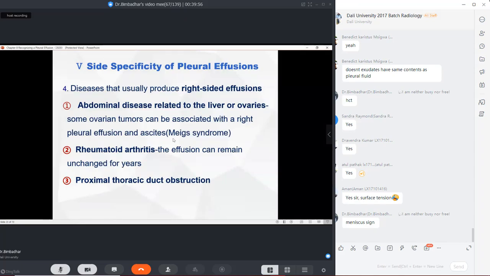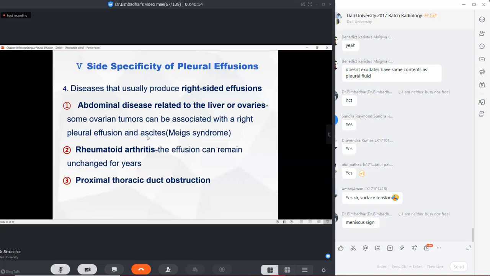It is a triad, which is also called Meigs triad, and you can generally say it as the ovarian tumors along with the right-sided pleural effusion and ascites.